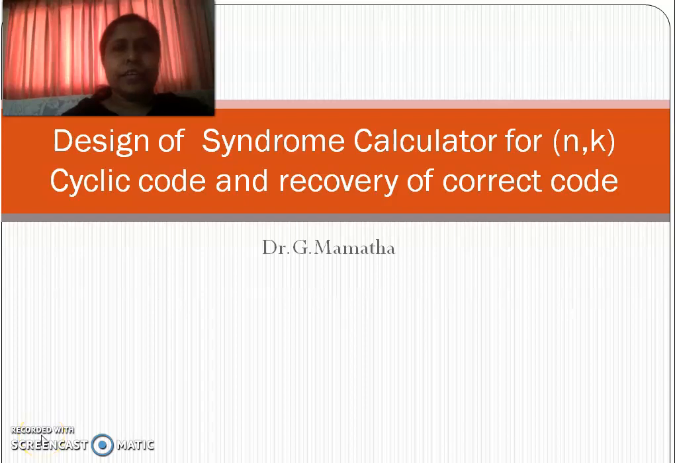Good afternoon, students. Today we will learn about the design of a syndrome calculator for an (n, k) cyclic code and recovery of the correct code.